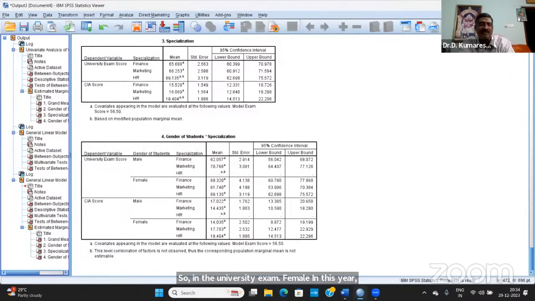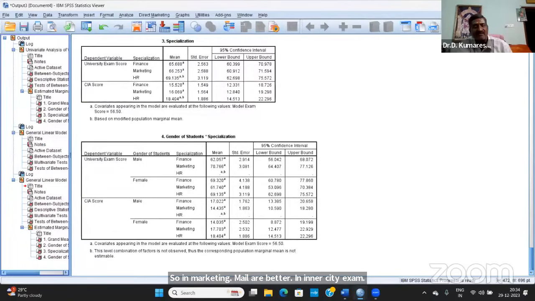Marketing, male 70.76, female 61.7. So male are better. CAA, male 14.435, female 17.703. So female are better. So in marketing, male are better in university exam, female are better in CAA score.